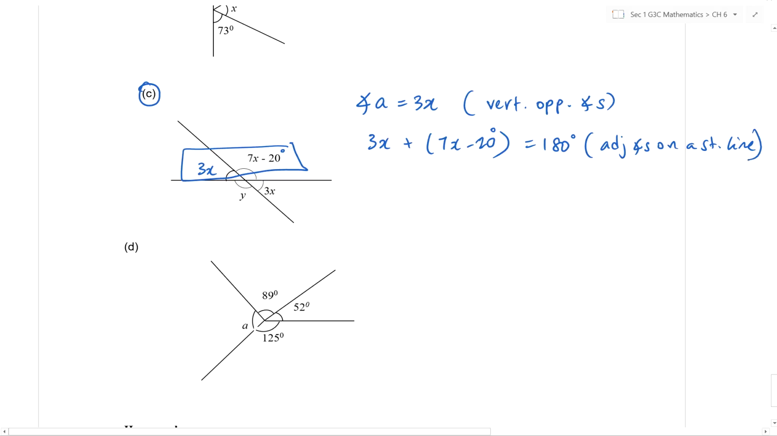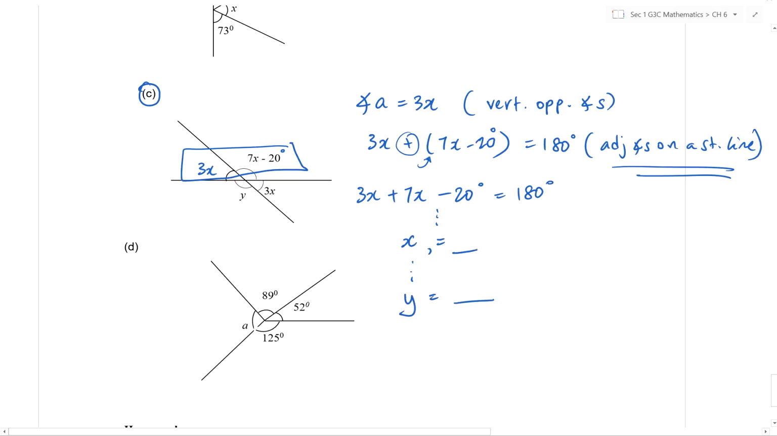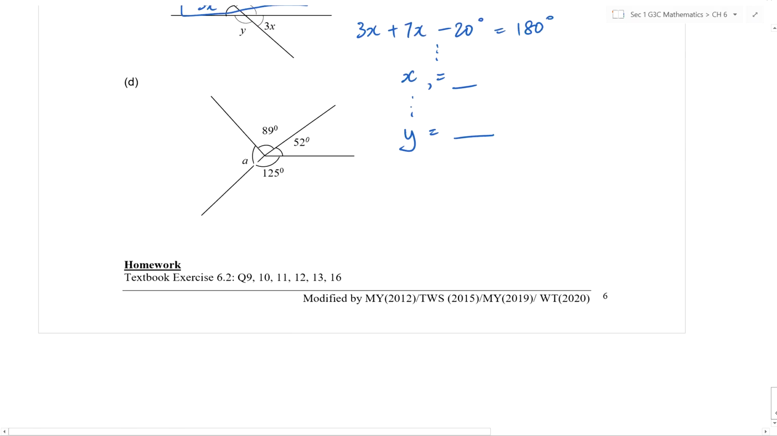Every time you use a property, you have to write down the reasons. So we're now going to expand this. It is a positive in front of the bracket, so all the signs inside do not change. 3x plus 7x minus 20 degrees gives us a total of 180 degrees. Continue to solve for the value of x and continue to solve for the value of y. And also complete part D by yourself.